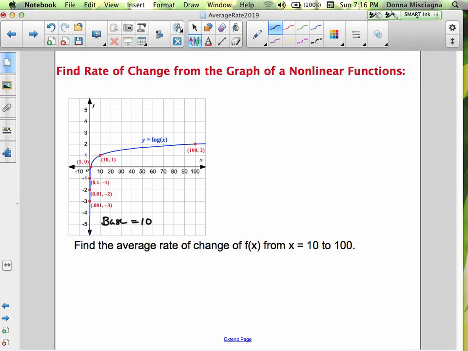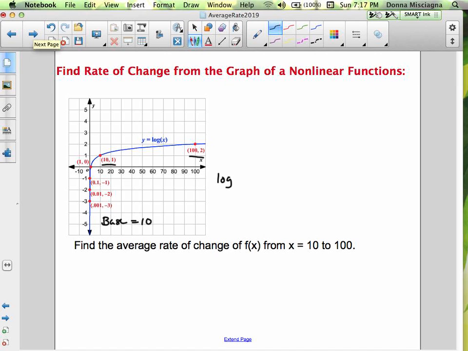Plus, we can all see that the x values are 10 raised to a power. So that also shows you that the base is 10. We want to find the average rate of change of f of x from x equals 10 to 100. So here we have the point (10, 1), and when x equals 100, y is 2. You might be wondering where those values come from, just as a reminder.